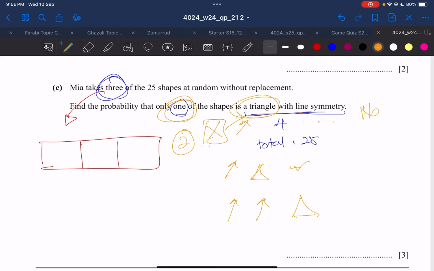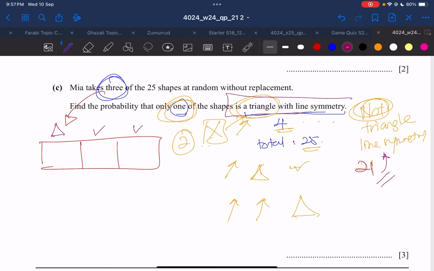So for those that are not a triangle with line of symmetry, that automatically means, because the triangle is 4 and the total is 25, 25 minus 4, the other 21. So the other 21 shapes are basically not a triangle with line of symmetry, and this information is very useful for our working. Okay, now let's just focus on one event first. Let's say the triangle is here. We take the triangle with line of symmetry first, and then the rest are not, as mentioned.